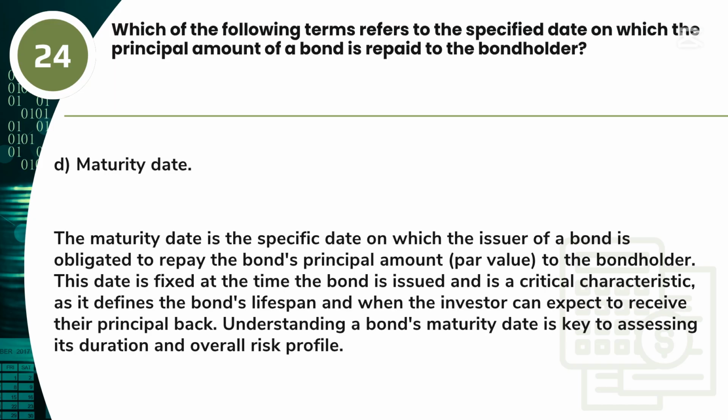Answer: D. Maturity date. The maturity date is the specific date on which the issuer of a bond is obligated to repay the bond's principal amount, par value, to the bondholder. This date is fixed at the time the bond is issued and is a critical characteristic, as it defines the bond's lifespan and when the investor can expect to receive their principal back. Understanding a bond's maturity date is key to assessing its duration and overall risk profile.